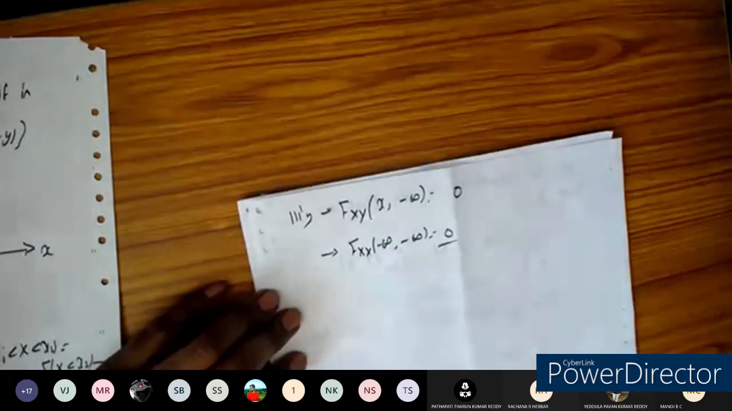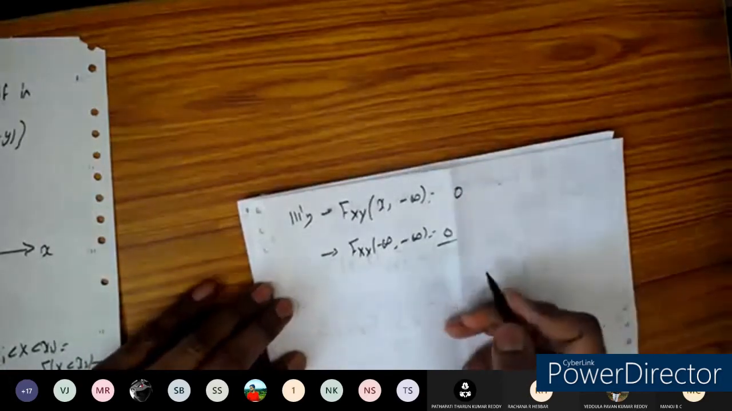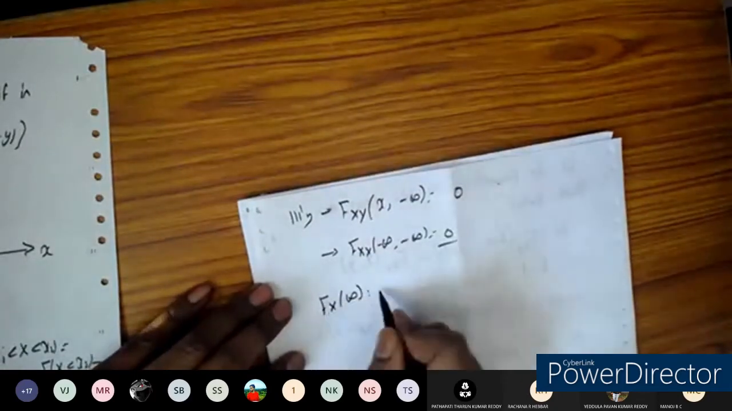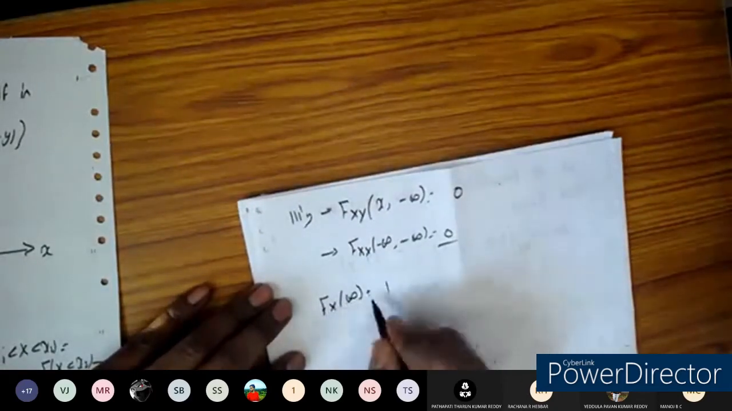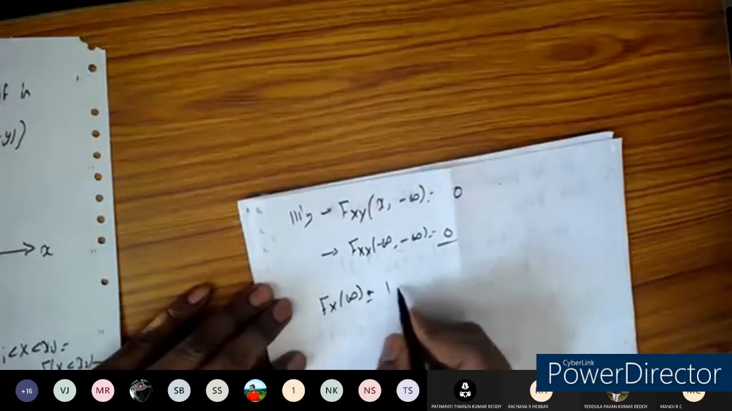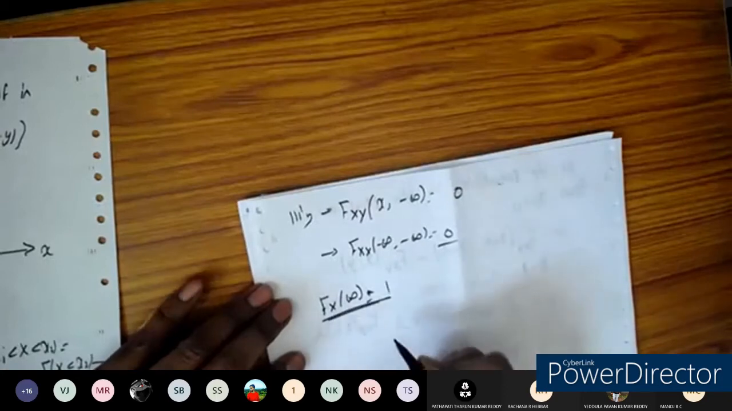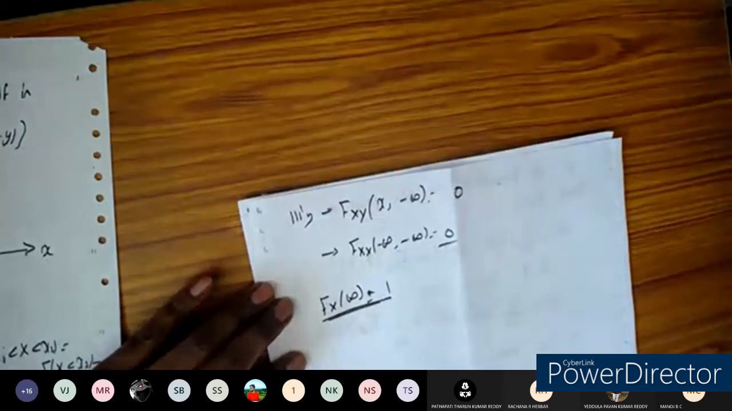Also we have seen one more property, that is FX of plus infinity is equal to 1. That is the limit; all the possible events will be there, so the limit 1 we get here. In the same way we can extend this property for the bivariate random variable.